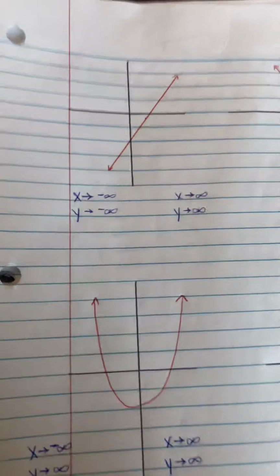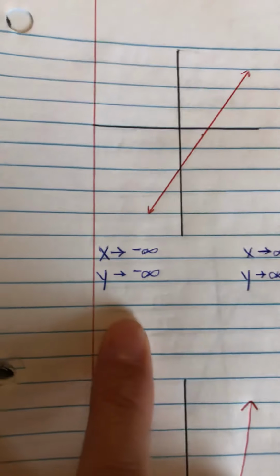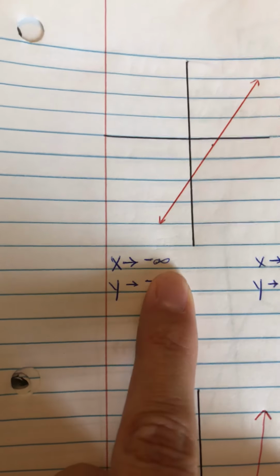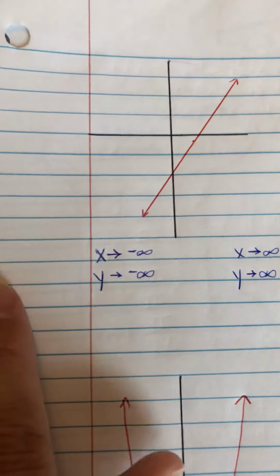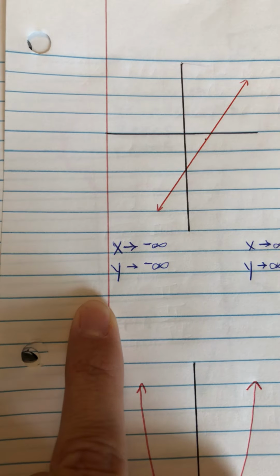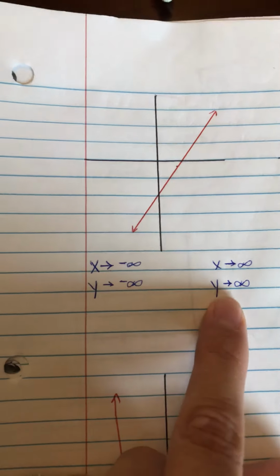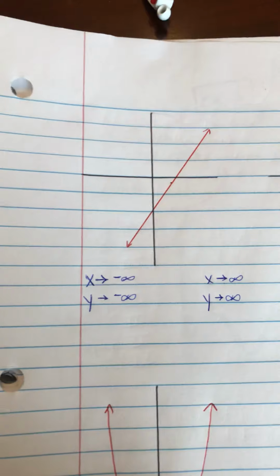So I've got some stuff over here that I just want you to look at. This is the way that we would write this. For this linear equation, I've got that as x goes to negative infinity, that means as x moves to the left, that y is going to negative infinity because y is coming down. As x goes to infinity, toward the right, then y is going toward infinity because it's going up.